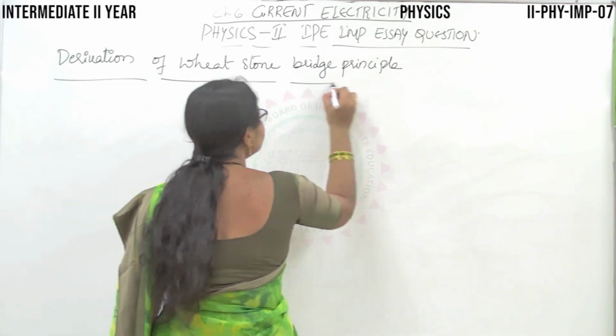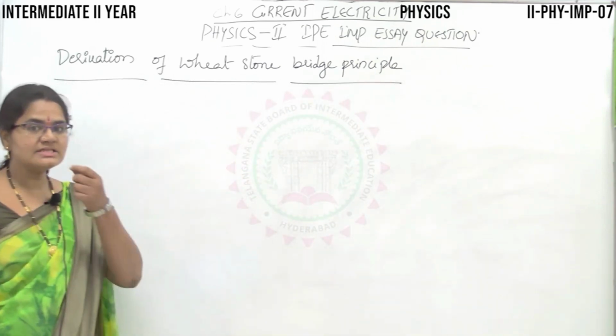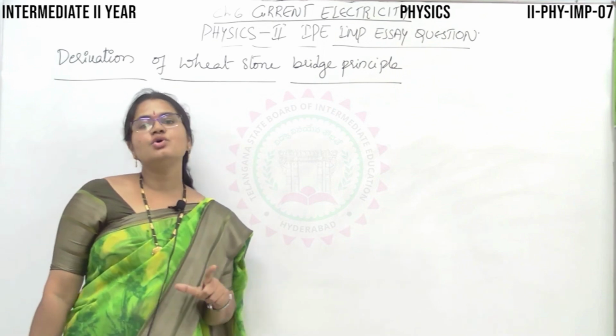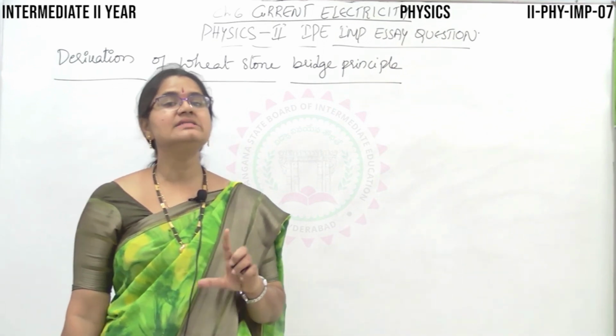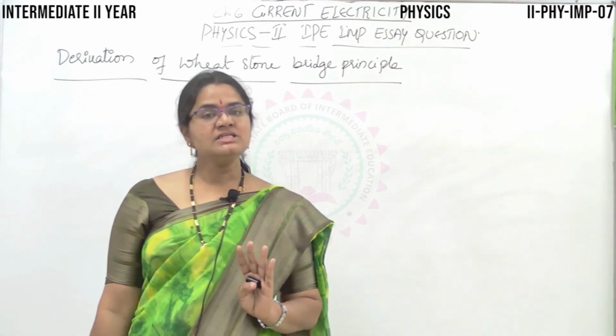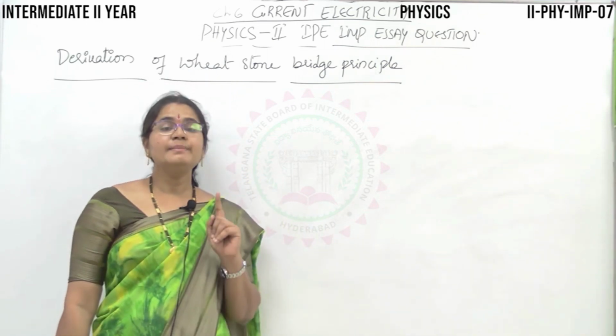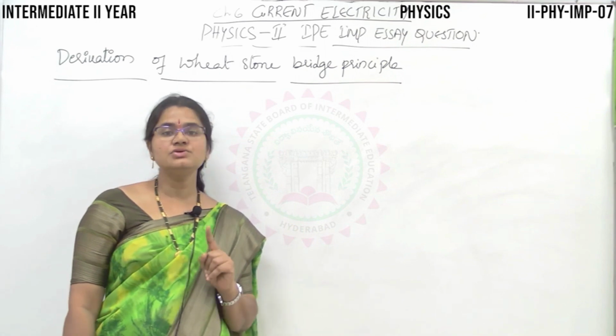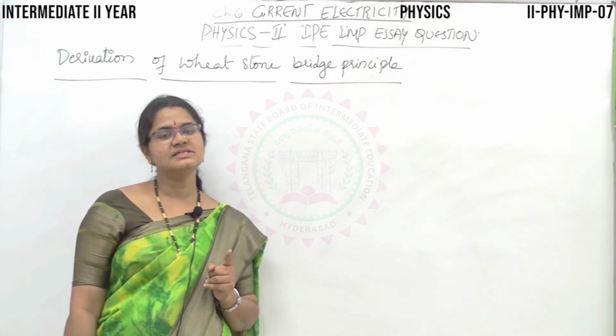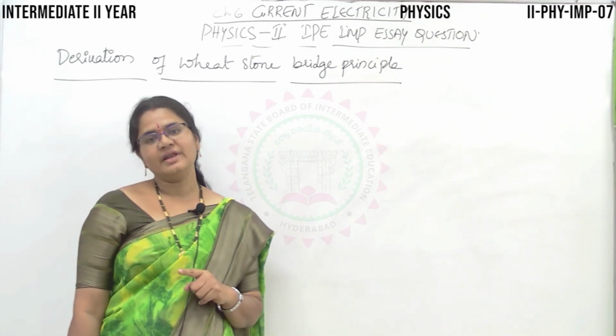How we are going to deduce. Actually, what is a Wheatstone bridge? A Wheatstone bridge is a bridge consisting of 4 arms. In each arm, you have one resistance. So altogether, the main aim of this bridge is to find the unknown resistance when the other resistances are given.